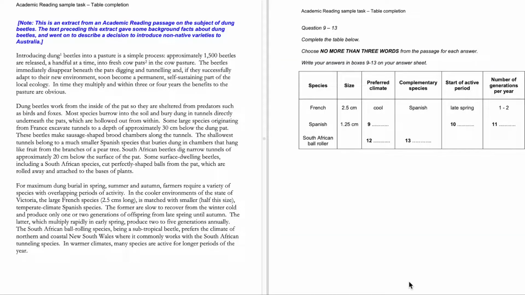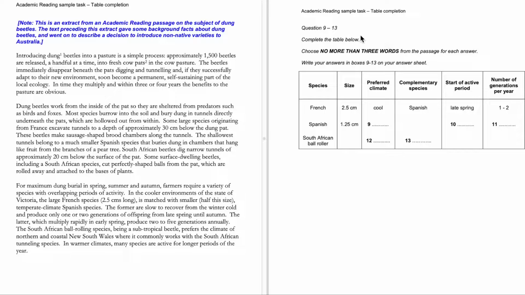Hello. So today we're going to proceed with academic reading sample task. This is number 6. As usual, on the left hand side we have a text. On the right hand side we have a task related to this text. So let's read the task. Academic reading sample task, table completion.